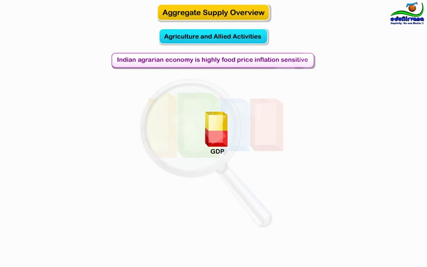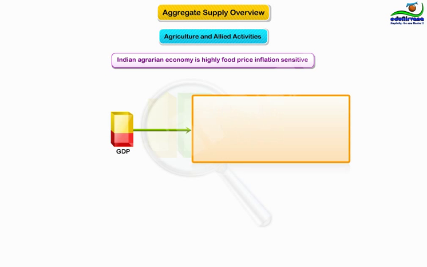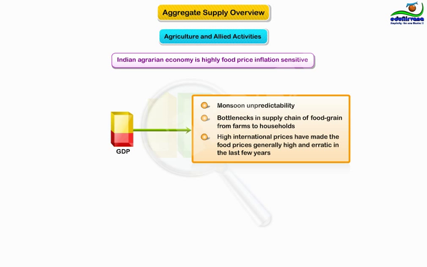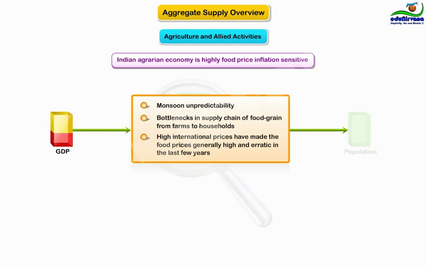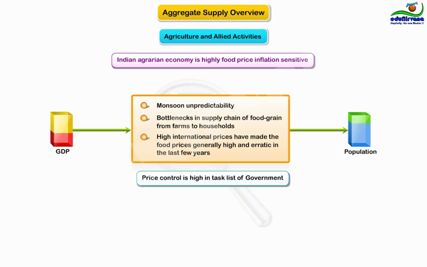An erratic shortfall in domestic production owing to the monsoon's unpredictability, bottlenecks in the supply chain of food grains from farms to households, and high international prices have made food prices generally high and erratic in the last few years. Considering that food grain prices immediately affect the lower and middle income groups, which constitute 80% of our population, price control has been perennially in the task list of the government for the last few years.